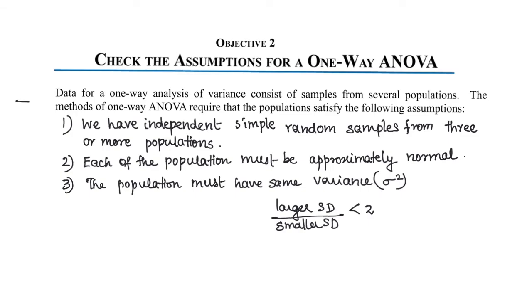When the design is unbalanced, we can check the assumption of equal population variances by computing the largest sample standard deviation divided by the smallest sample standard deviation. If the result is less than 2, we conclude that the assumption of equal population variances is satisfied.